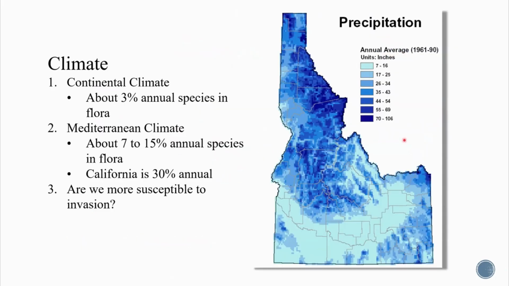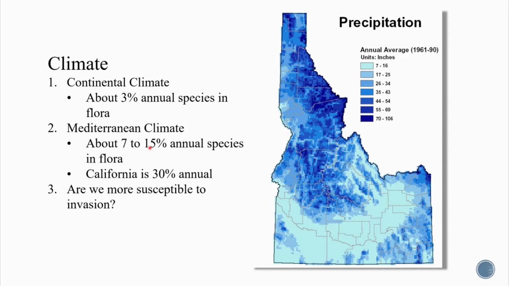But one of the things I wanted to mention is this is a picture of Idaho, but it translates also throughout the Pacific Northwest. That's where we have so-called Mediterranean climates, with dry summers. It's really interesting to take a look at the native flora. If you were to consider a continental climate, and you look at the number of annual species that are native in those systems, it's about 3% annuals. When we go to our Mediterranean climates, it's 7 to 15% annual species. And in California, it's even higher, up to 30%.